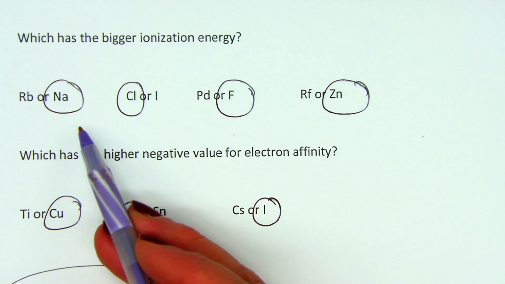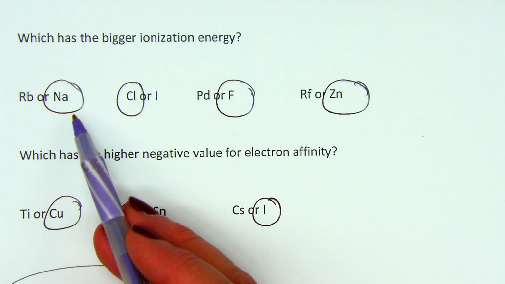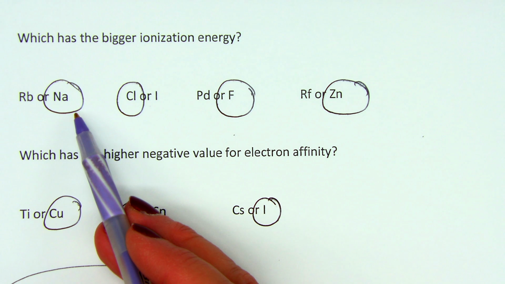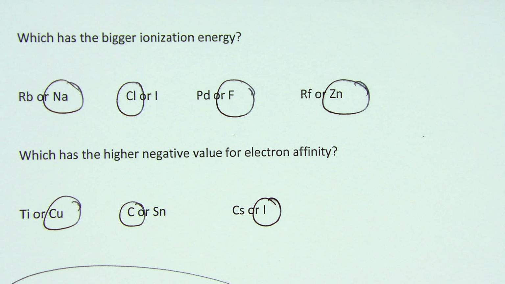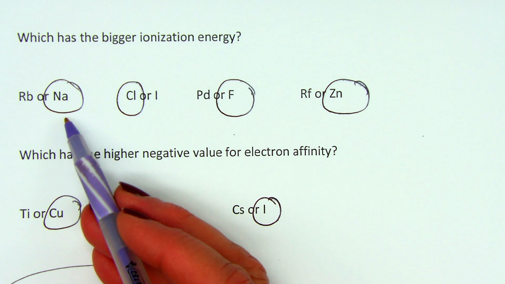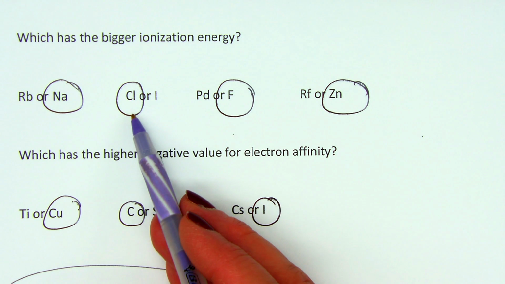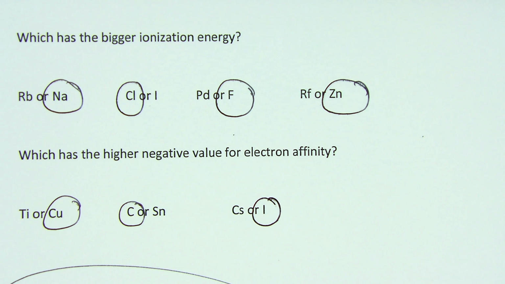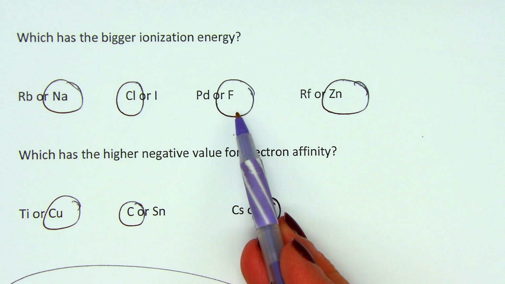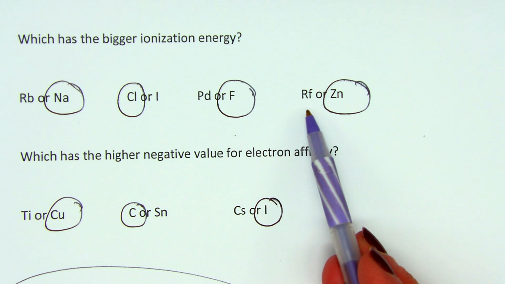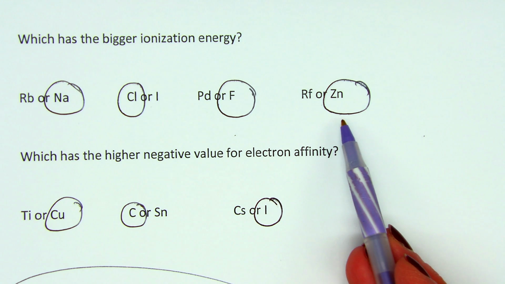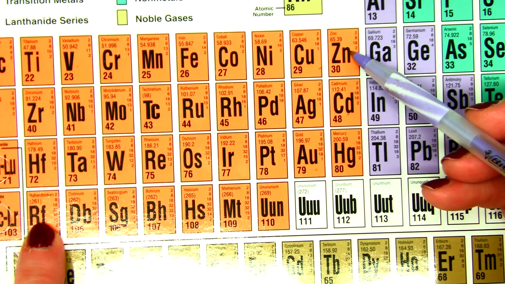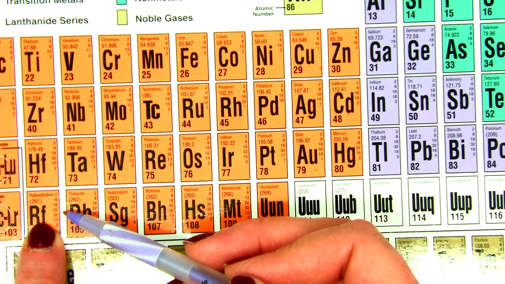So looking at their position in the periodic chart, sodium and rubidium are in the same family, and sodium is higher up in the family. Remember, big things have lower ionization energy. So sodium's smaller than rubidium. They're in the same family. Chlorine or iodine. Chlorine is higher up in the same family than iodine. Look up there on the chart. Palladium or fluorine. Fluorine is higher up. Rutherfordium or zinc. Now this one might have been a little bit harder because these are further apart in the chart. Here's the rutherfordium and here's the zinc, but this is lower and to the left.